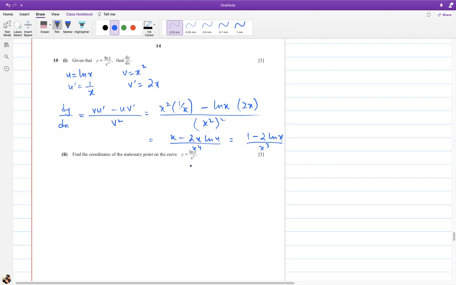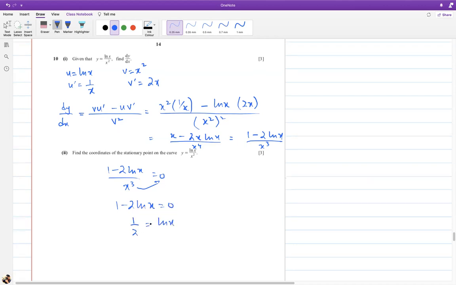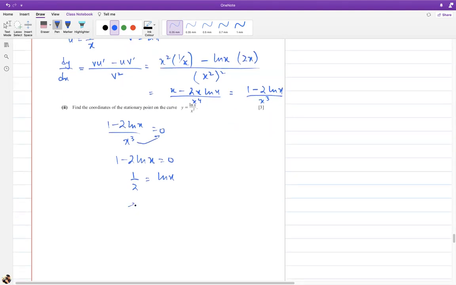Now they're saying find the coordinates of the stationary point on the curve. Remember, this is not for the derivatives. It's basically for this line, which means the derivative of this line is 0. So (1 minus 2 ln x) over x cube is 0. So this whole thing goes there, becomes 0. 1 minus 2 ln x is 0, which means 1 by 2 equals ln x. What is the value of x? I take e to the power here. So e power half is equal to x. And there you go. All right, so that's my answer. That is the stationary point where the derivative is 0.